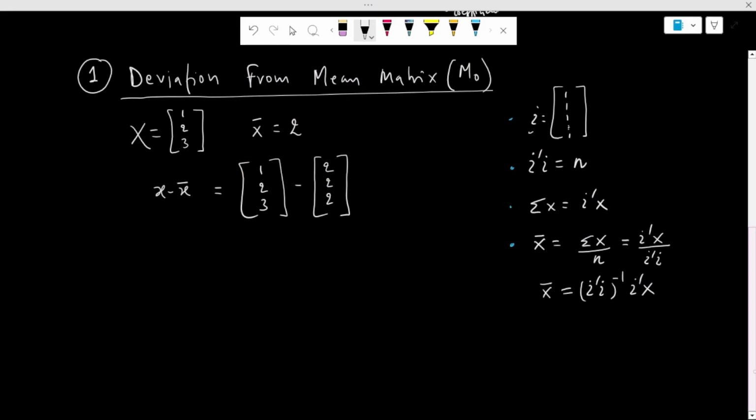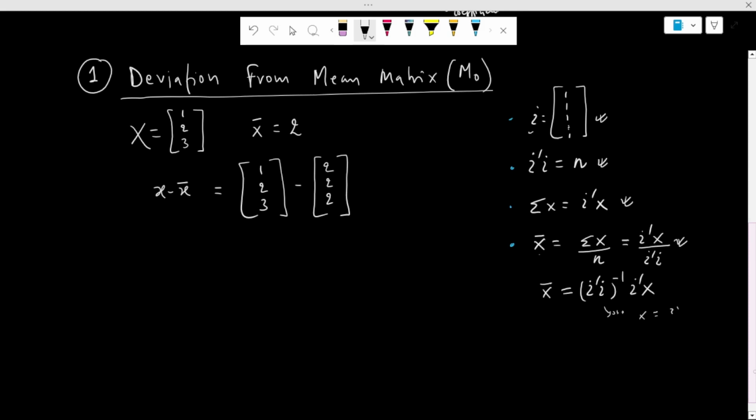Vector I represents the column vector of ones, and the sample size n is given as I transpose I. Summation x can be calculated as I transpose x, and x bar, we know the formula: summation x divided by n. In vector notation it is I transpose x divided by I transpose I, and this can also be written as the regression beta coefficient, I transpose I inverse I transpose x. This is the OLS estimate where x is our dependent variable and I is our independent variable.